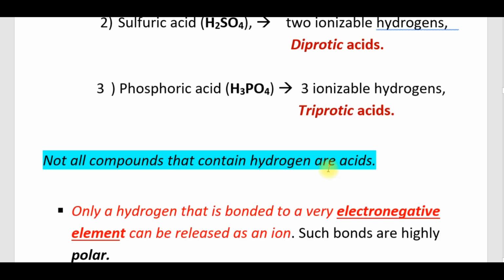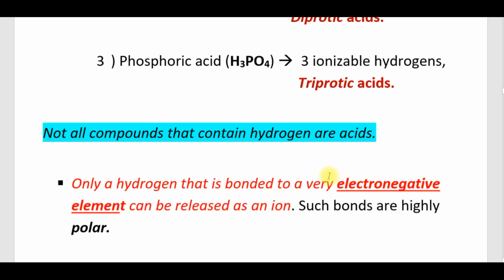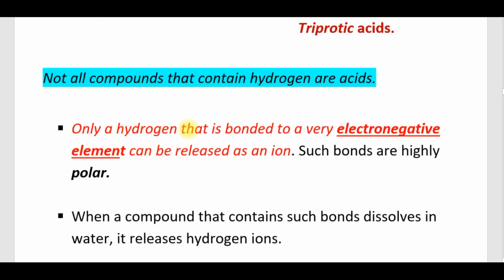There are certain other substances which consist of hydrogen, but still are not acids. Therefore, we cannot conclude that all compounds containing hydrogen are acids. There are certain exceptions to the Arrhenius concept. Only hydrogen that is bonded to a very electronegative element can be released as an ion. All the hydrogen cannot be ionized.